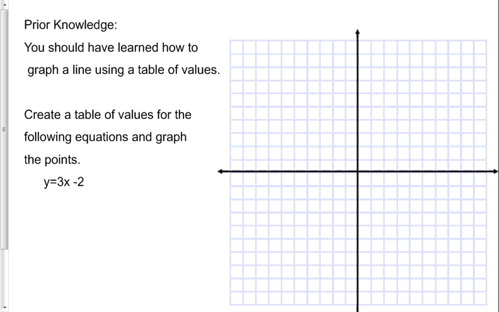Before we can talk about slope-intercept form, we need to go over some prior knowledge. You should have learned back in middle school, in pre-algebra, how to graph a line using a table of values. So I want you to create a table of values for the equation below. Sorry, that should just say equation. There's only one of them. And I want you to graph those points. If you feel comfortable doing that, go ahead and pause the video to create your table, and then press play when you're finished.